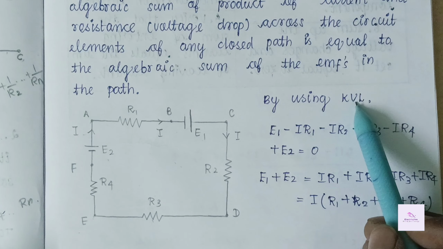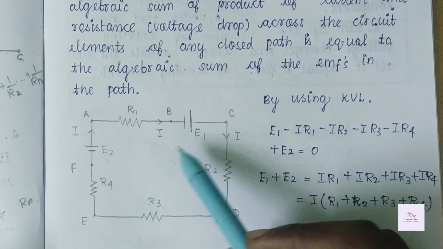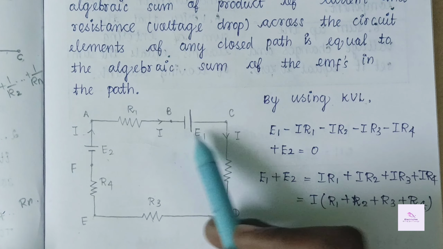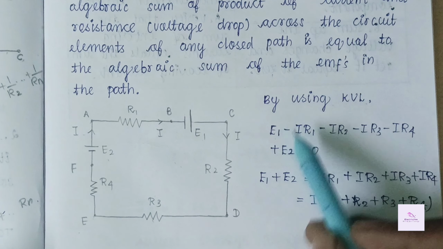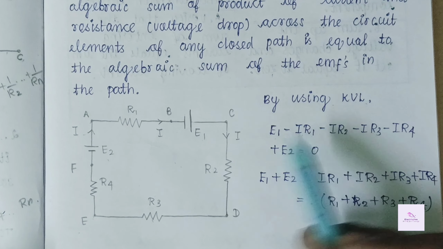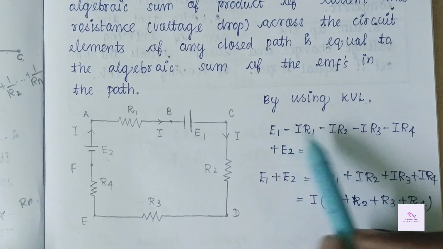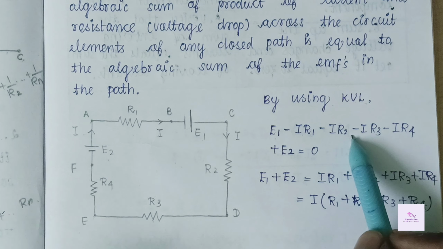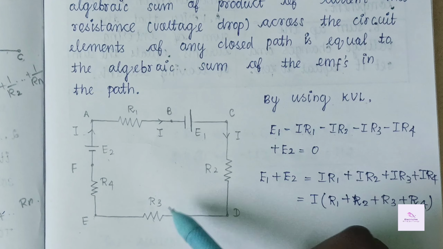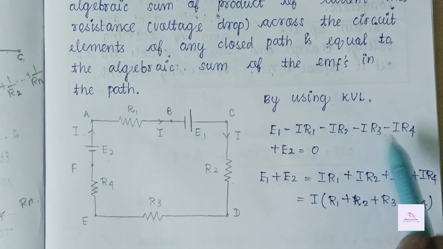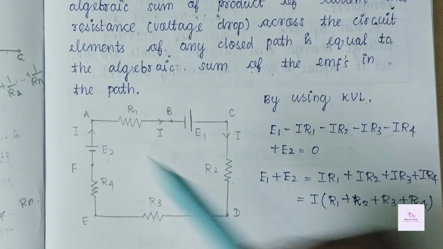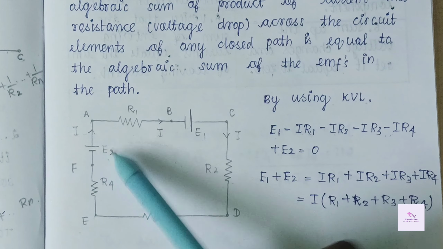By using KVL, meaning Kirchhoff's voltage law, on this circuit, we are getting E1, the voltage supply, minus I into R1, current into resistance R1, minus I into R2, minus current into resistance R3, minus current into resistance R4, plus E2, the other voltage supply.